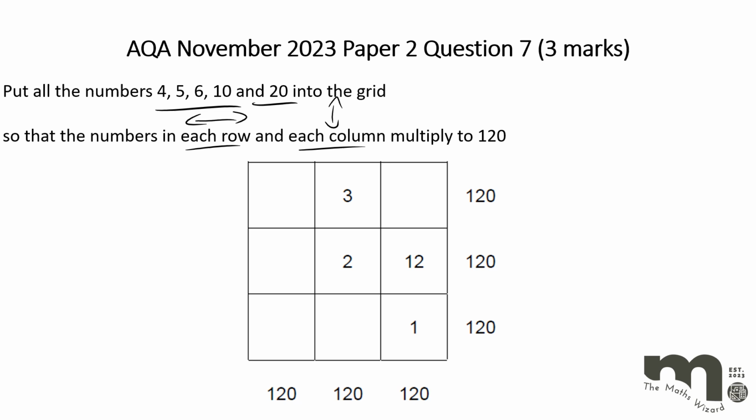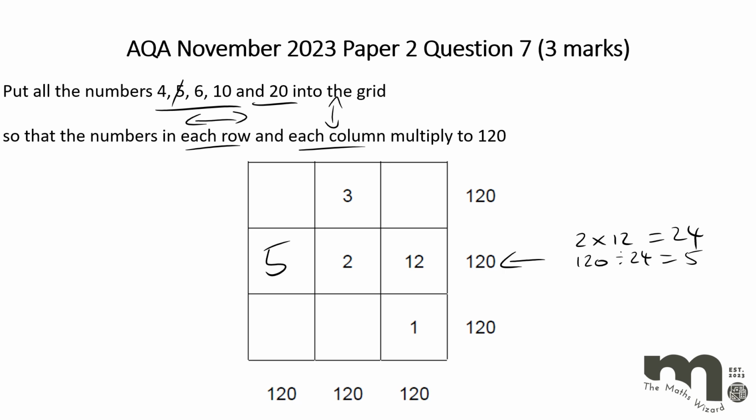So the best thing to do is to look at the rows and the columns where you've already got 2 out of 3 numbers. So I'm going to maybe start here. So 2 times 12 equals 24. So we've already got 24 in that row. And remember, the opposite of multiply is divide. So if we do 120 divided by 24, do this on your calculator because it is a paper 2, we get 5. So our 5 goes in there. So we can then cross that out.